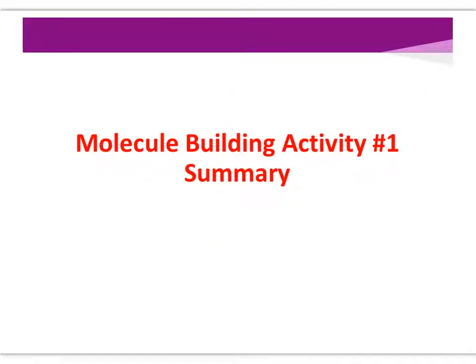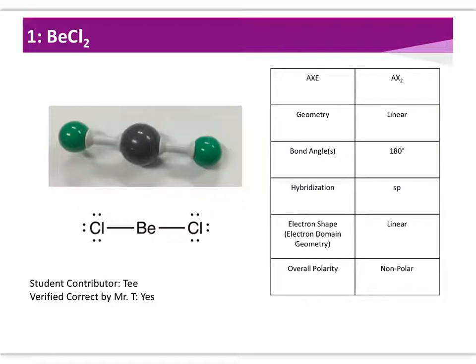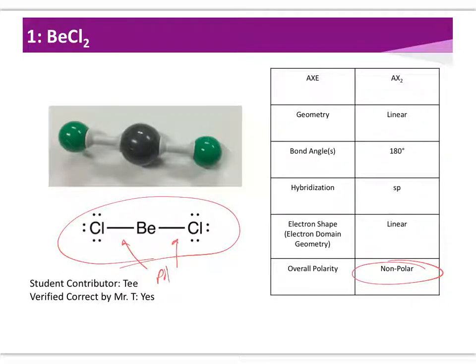So, let's look at them. Molecule number 1, beryllium dichloride. Beryllium dichloride is nonpolar. Each of these bonds would be a polar bond, but because the polar bonds are in exactly opposite directions, the polarity cancels, and we have an overall polarity of nonpolar. Hybridization we're not going to worry about yet. Remember, we'll come back to that next week.